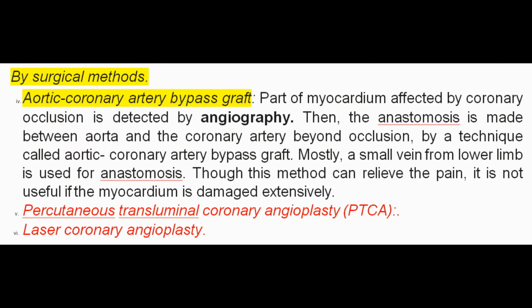By surgical methods. Aortic coronary artery bypass graft. Part of myocardium affected by coronary occlusion is detected by angiography. Then, the anastomosis is made between aorta and the coronary artery beyond occlusion, by a technique called aortic coronary artery bypass graft. Mostly, a small vein from lower limb is used for anastomosis. Though this method can relieve the pain, it is not useful if the myocardium is damaged extensively. Percutaneous transluminal coronary angioplasty, PTCA. Laser coronary angioplasty.